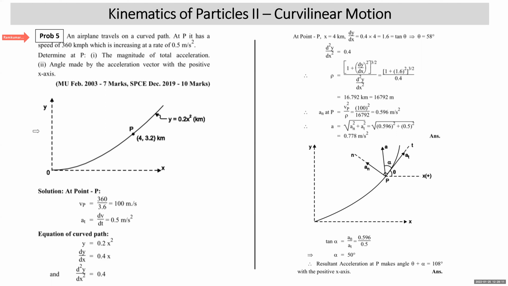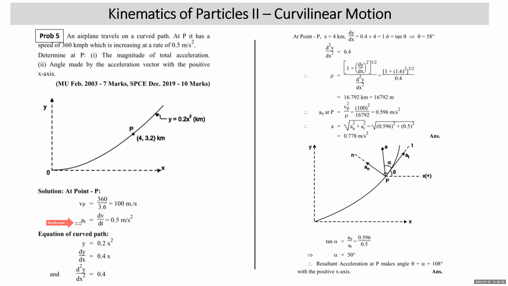Now, this is the diagram which is given to you in the examination. This problem has been asked a number of times in the examinations. Now, this is point P having coordinates 4 and 3.2 kilometer. This is the equation of path, y is equal to 0.2x square, and it is in kilometer units. Now, velocity at point P is 360 upon 3.6. This is going to be 100 meter per second.